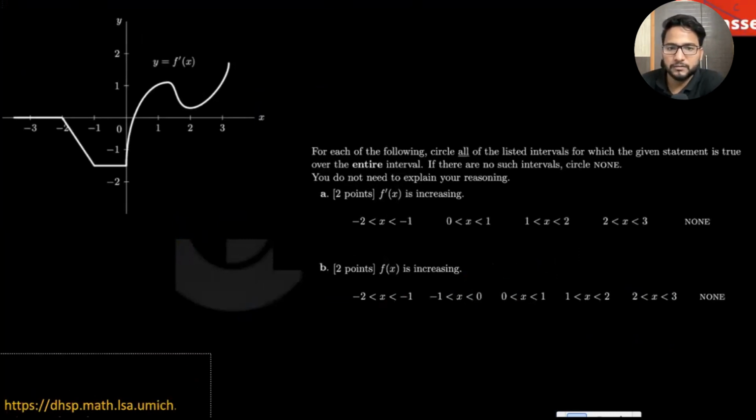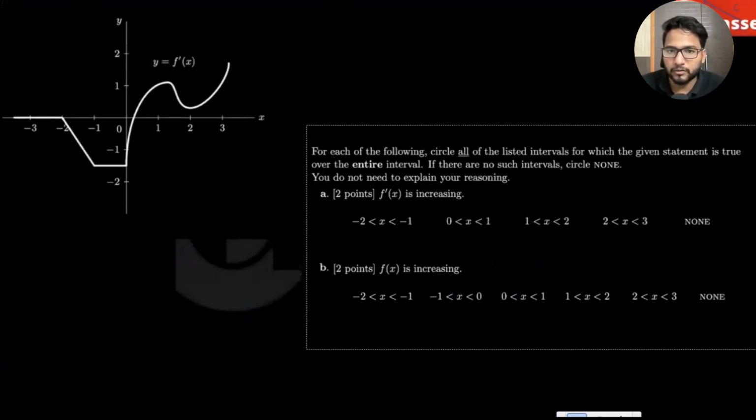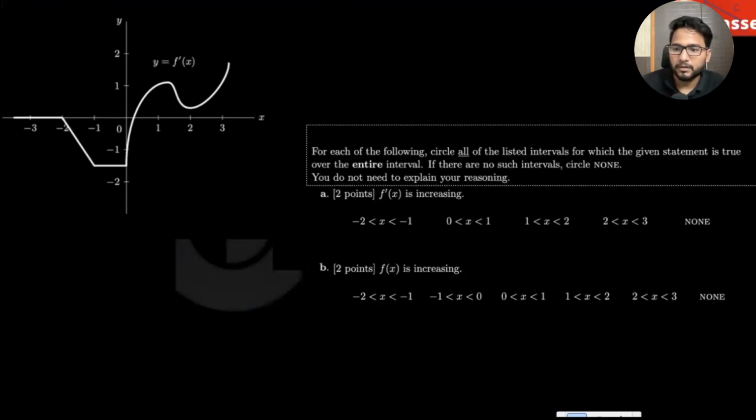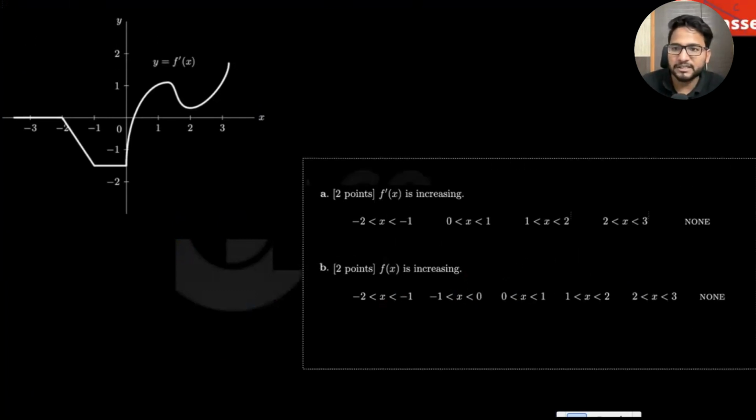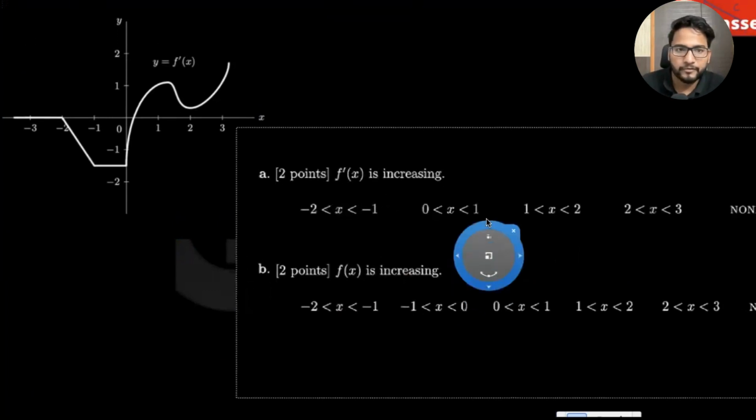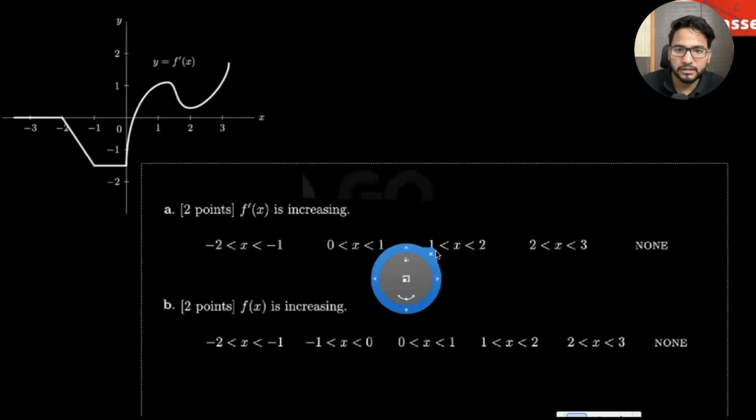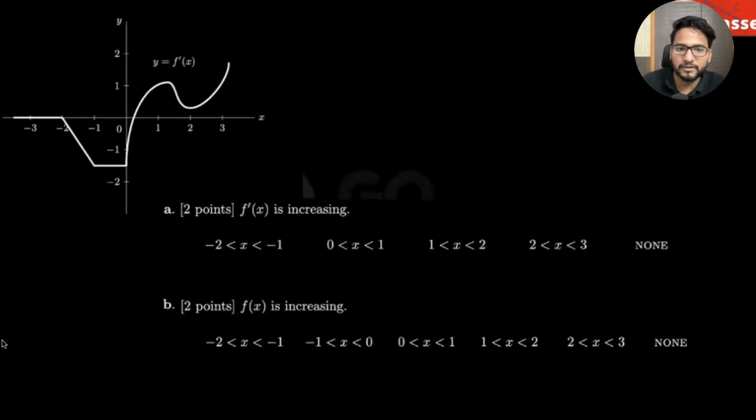Okay, are you able to see this? Or should I just zoom it out? So they're asking f dash x is increasing. So this is a function of f dash x. Then they're asking f dash x is increasing in which interval, and fx is increasing in which interval. That's what they're asking. f dash x is increasing, you can see, in just an interval from 0 to some point between 1 to 2, right?